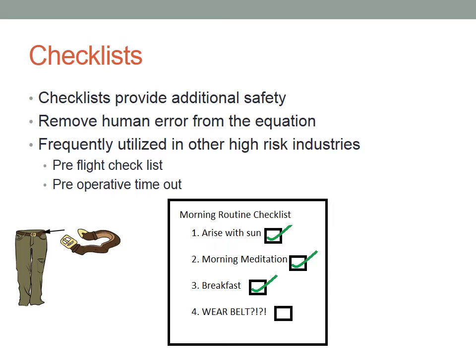Other high-risk industries also use checklists, such as pre-flight checklists in aviation to ensure all necessary aspects have been assessed before takeoff, or a preoperative timeout in surgery to ensure the right area has been marked for operation and all tools are available.